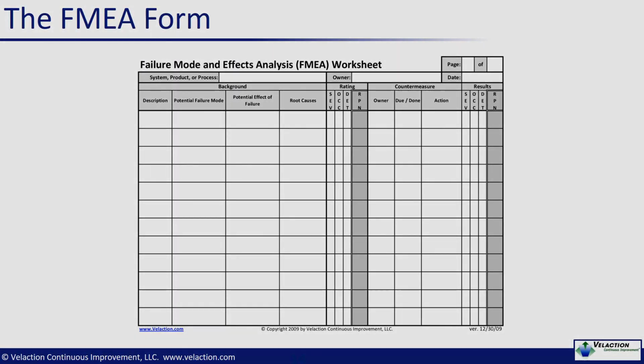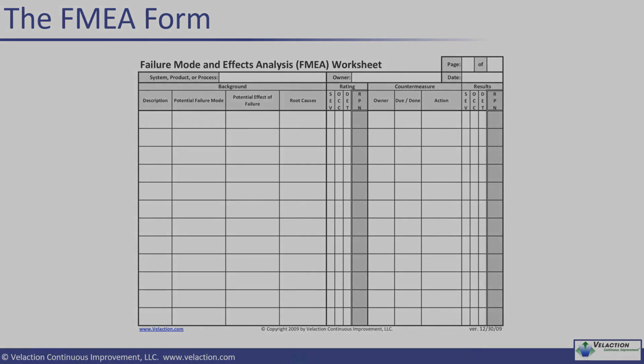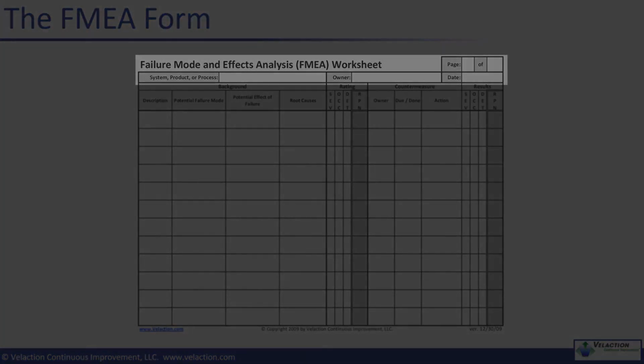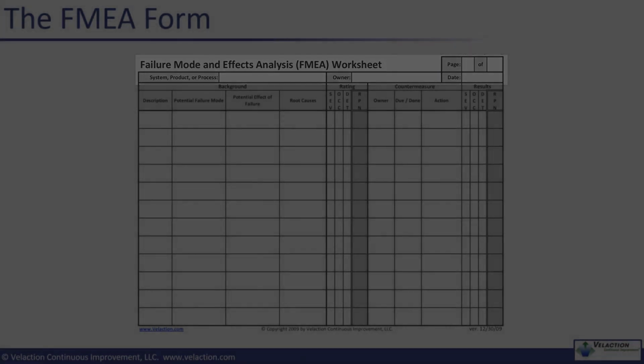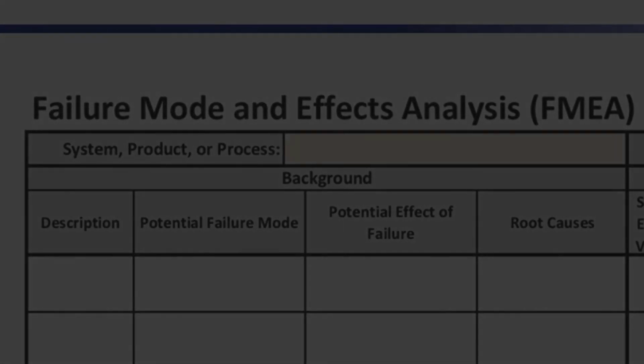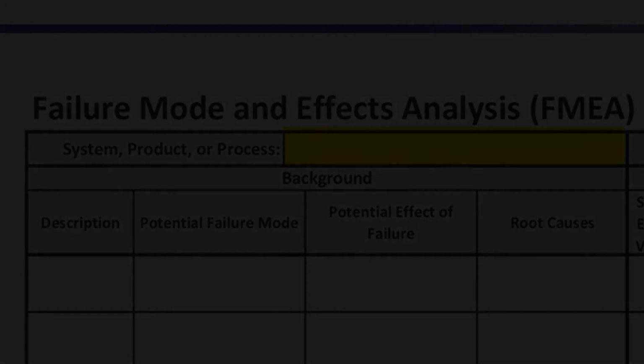To support the FMEA process, we recommend using the FMEA worksheet. Like most forms, the first thing you should do is fill out the header information. Start by noting the system, process, or product that you are reviewing.